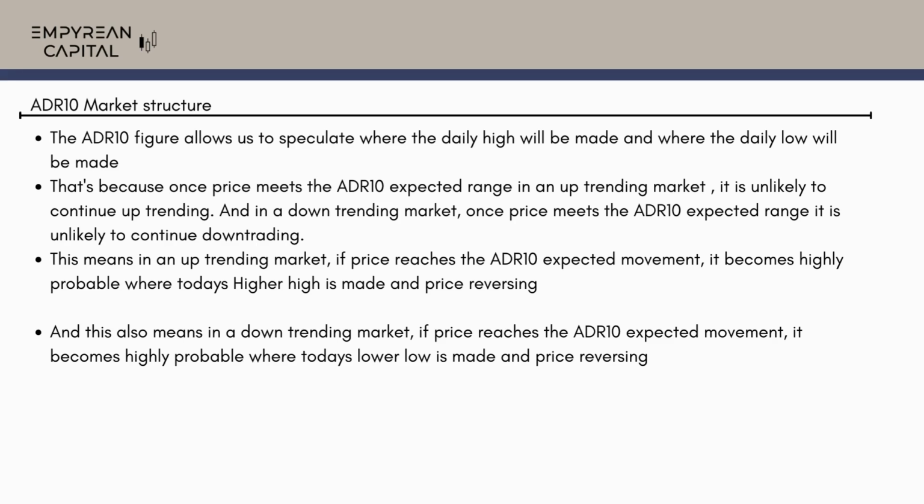And this means in an uptrending market, if price reaches the ADR10 expected movement, it becomes highly probable where today's higher high will be made and price will start reversing, right? And on the other hand, this also means that in a downtrending market, if price reaches the ADR10 expected movement, it becomes highly probable where today's lower low will be made and price will start reversing, because again, price meets this expected range. So it becomes highly unlikely for price to continue to trade any lower and creating a new lower low.